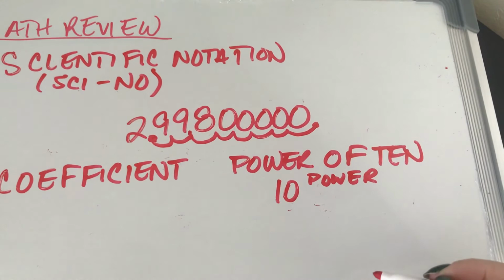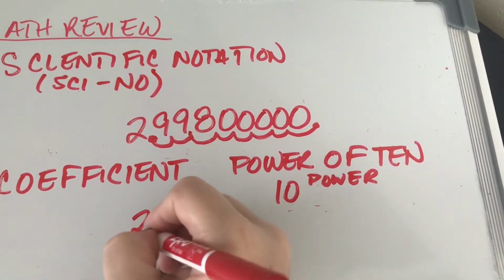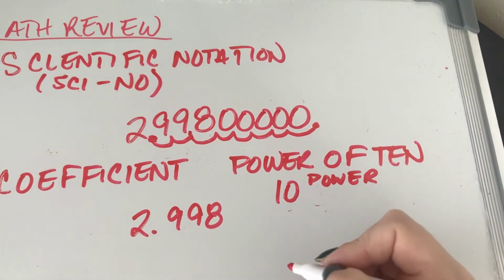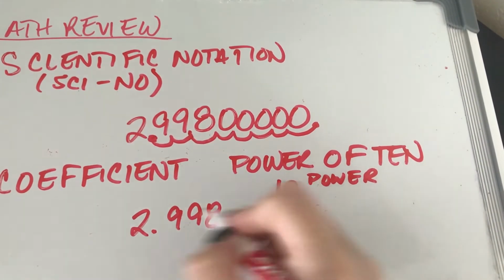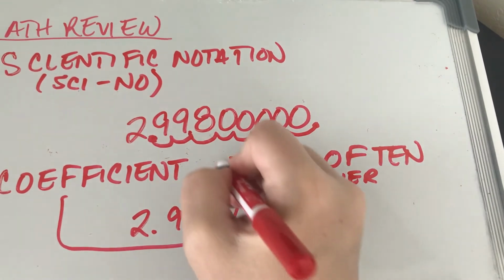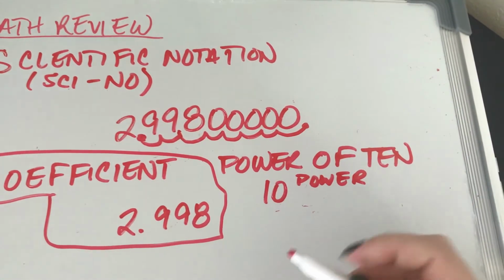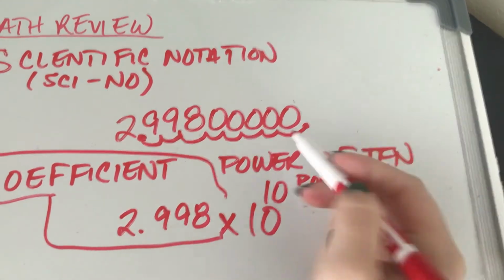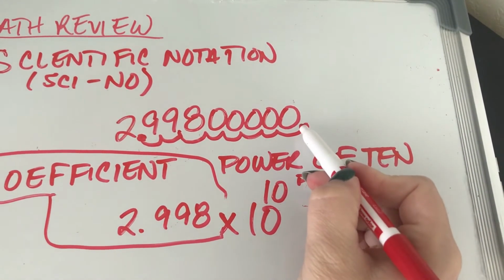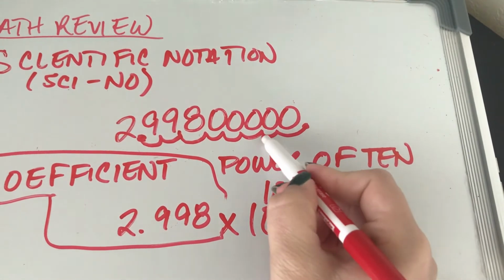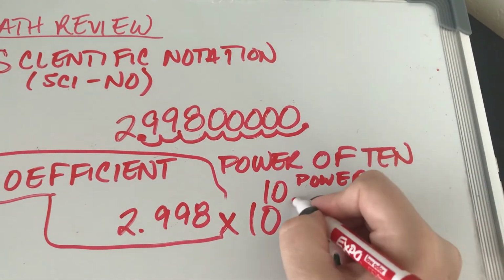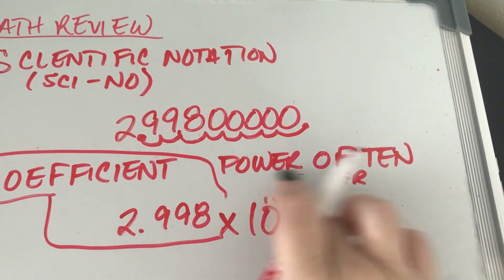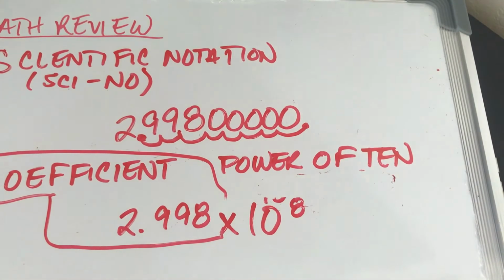Right? So now I can rewrite this without all those zeros. And I write, so this would be my coefficient. And then I would have my power of 10, because I had to move over 8 times, right? 1, 2, 3, 4, 5, 6, 7, 8. My exponent on the power of 10 is 8. Everybody all right with me on that?